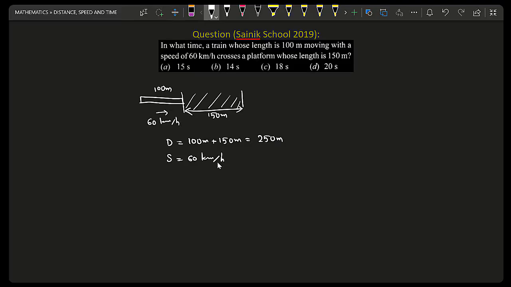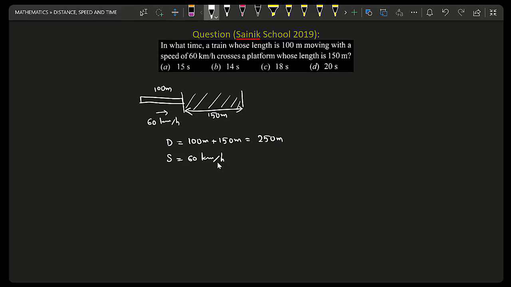What is the time formula, Manaswini? Sir, time is equal to the distance by speed. Very good. Now, next step. Sir, next step is 250 by 60. No, Manaswini, you're not taking care of the units.